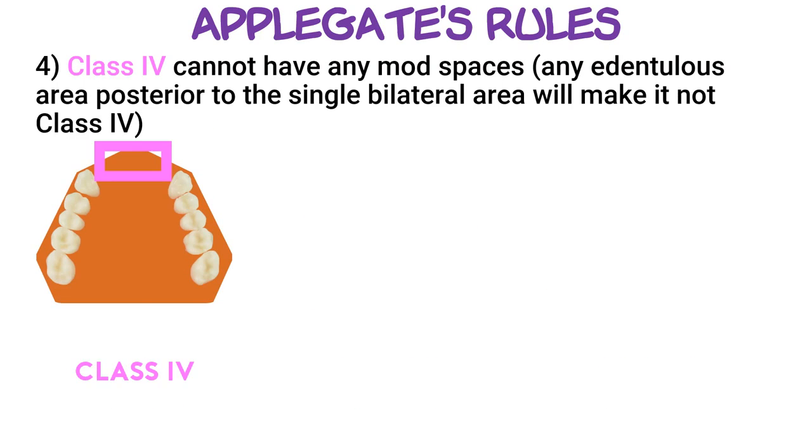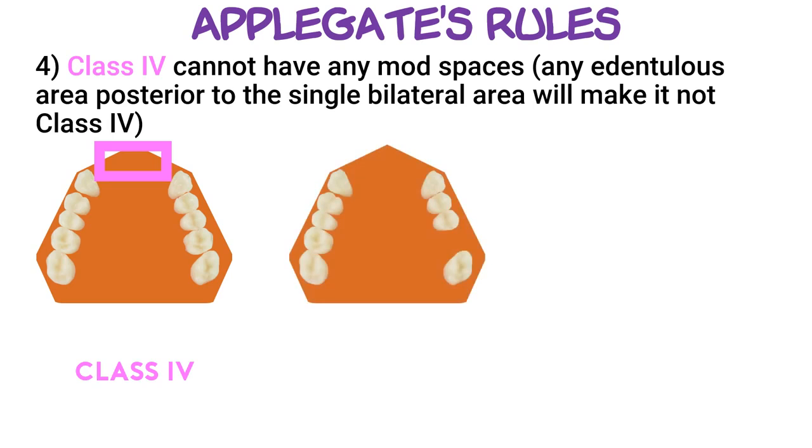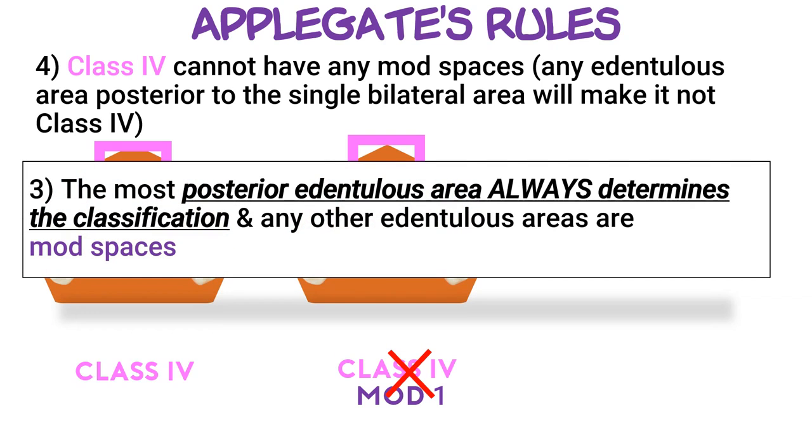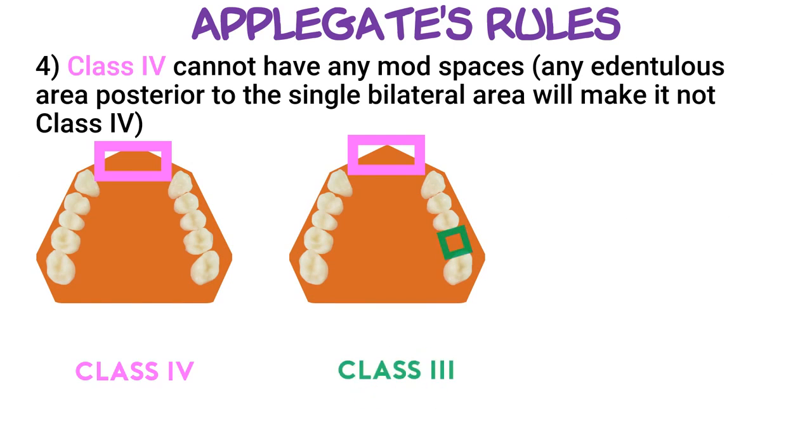The last rule states that the Class 4 classifications cannot have any mod spaces. It will become clear as to why if we run through an example. Take this arch for instance, where we have this single edentulous space that's crossing the midline and another edentulous space at the back. It may be tempting to call this a Class 4 with a modification space of 1. The reason why this can't be is if we refer back to rule number 3, it stated that the classification is dictated always by the posterior edentulous areas, which means that this arch should instead be called Class 3 with a modification space of 1.